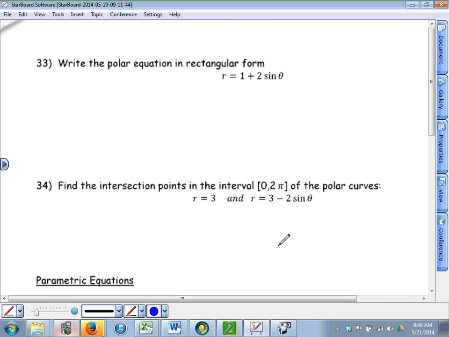On 33, write the polar equation in rectangular form. My suggestion would be multiply this by r, multiply that by r. Why would I want to do that? Here we have an r squared, so that turns into x squared plus y squared. What are we going to have here, for example? R sine theta. What is r sine theta? That's just equal to y. I'm going to finish this one up on my own and post it.